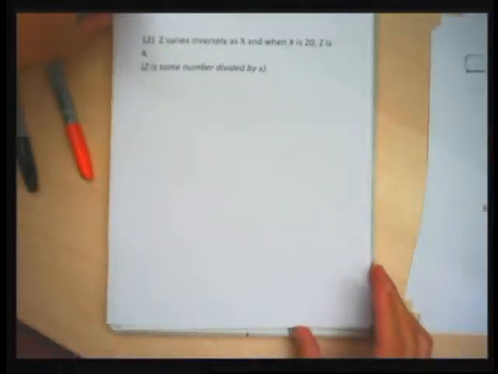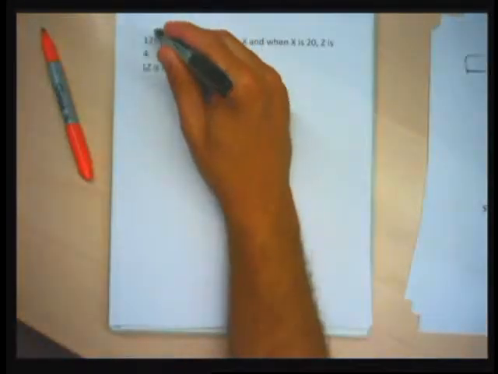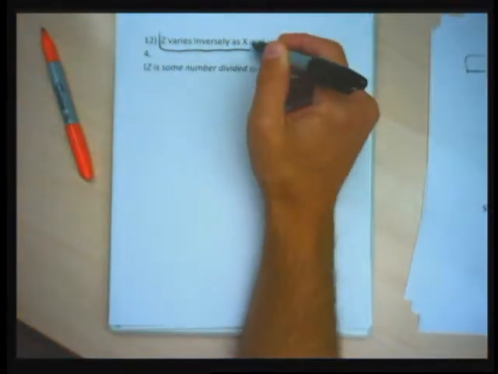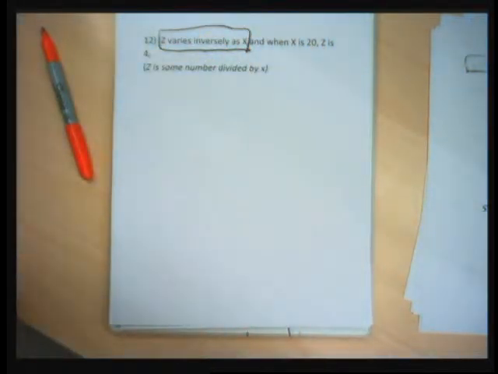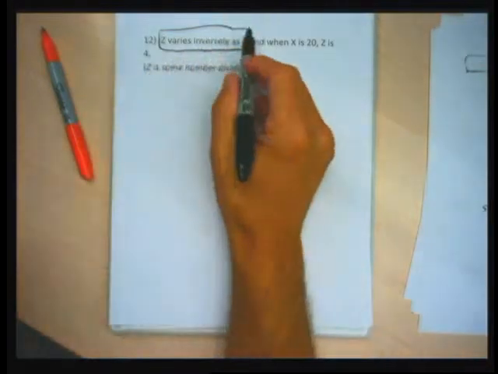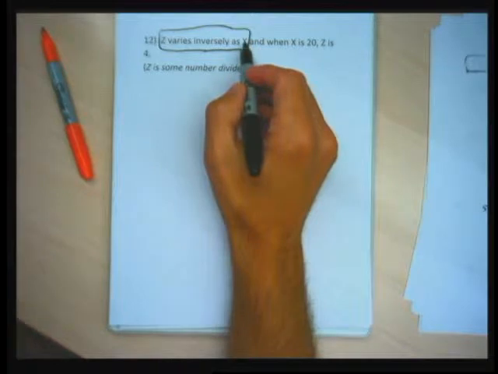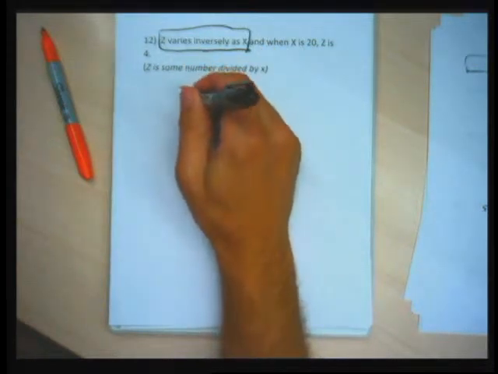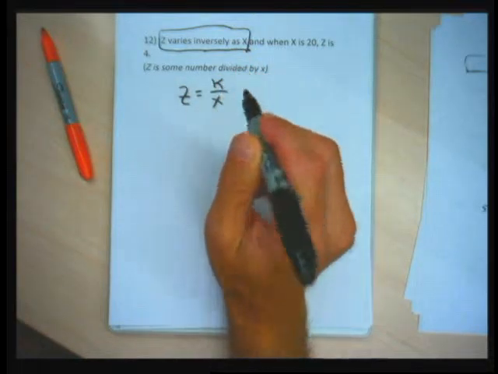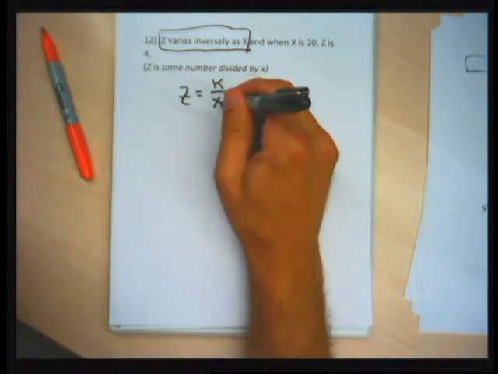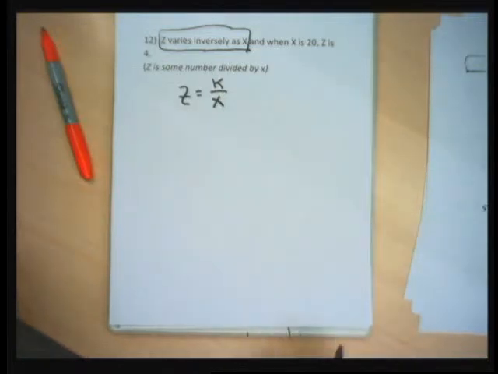So immediately for problem 12, I notice the word varies inversely. When I see the word varies inversely, I know I'm going to make a fraction with a k in the numerator, and then I'm going to shove the numbers in. So z varies inversely as x. There aren't any words to tell me that the x needs a radical symbol, nor any words to tell me it needs an exponent. So this little thing that I boxed is just going to be z equals k over x. Because varies inversely, you need a fraction with a k in the numerator.